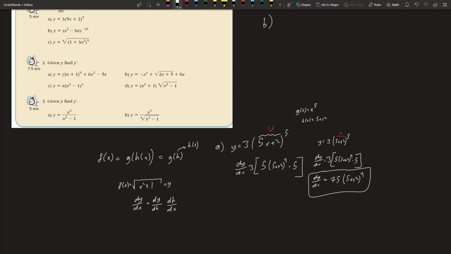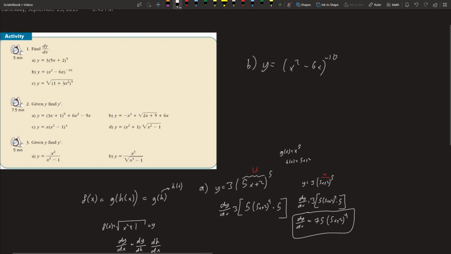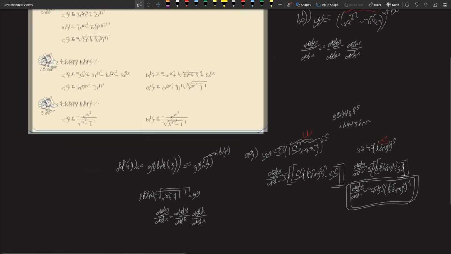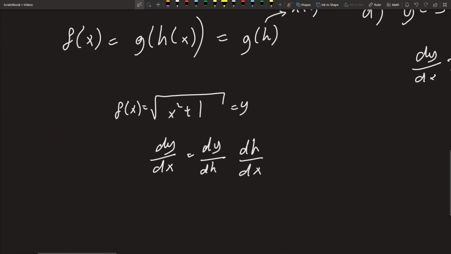So B, we have y is equal to (x squared minus 6x) all to the power of negative 10, right? So how do we do it? We want to find dy over dx, right? Set the inside to some random variable u, and then we find dy with respect to u, and then u with respect to x, right? This is the same thing here, I just wrote two different variables.